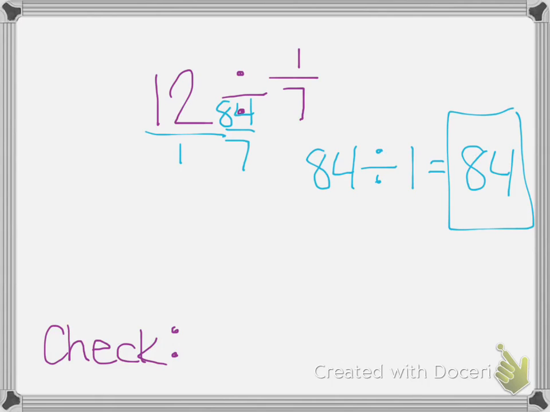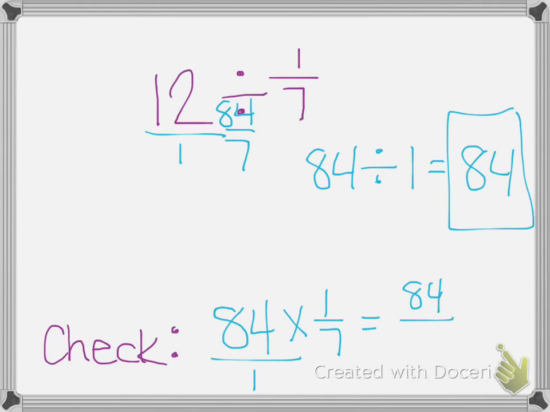To check with multiplication, we do the opposite. So we start with our product, or our answer. We do 84 times 1/7, and it should equal 12. So we have 84 times 1 is 84. 7 times 1 is 7. 7 goes into 84 12 times, so we know that our answer is correct.